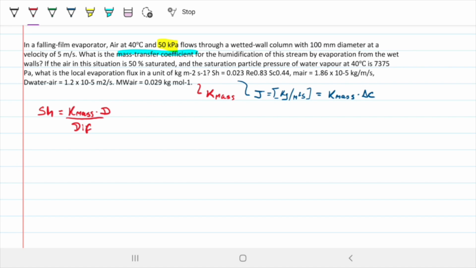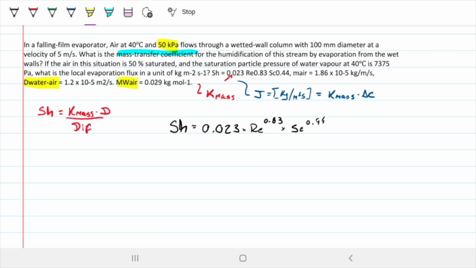And if you notice, we have an equation for Sherwood. It's been given here, and it's not the best, but I'll rewrite it. So Sherwood is 0.023 times Reynolds to the 0.83 times Schmidt's number to the 0.44. We're also given the diffusion coefficient, all good. We have the molecular weight of air. So instead of using the, you can relate that.